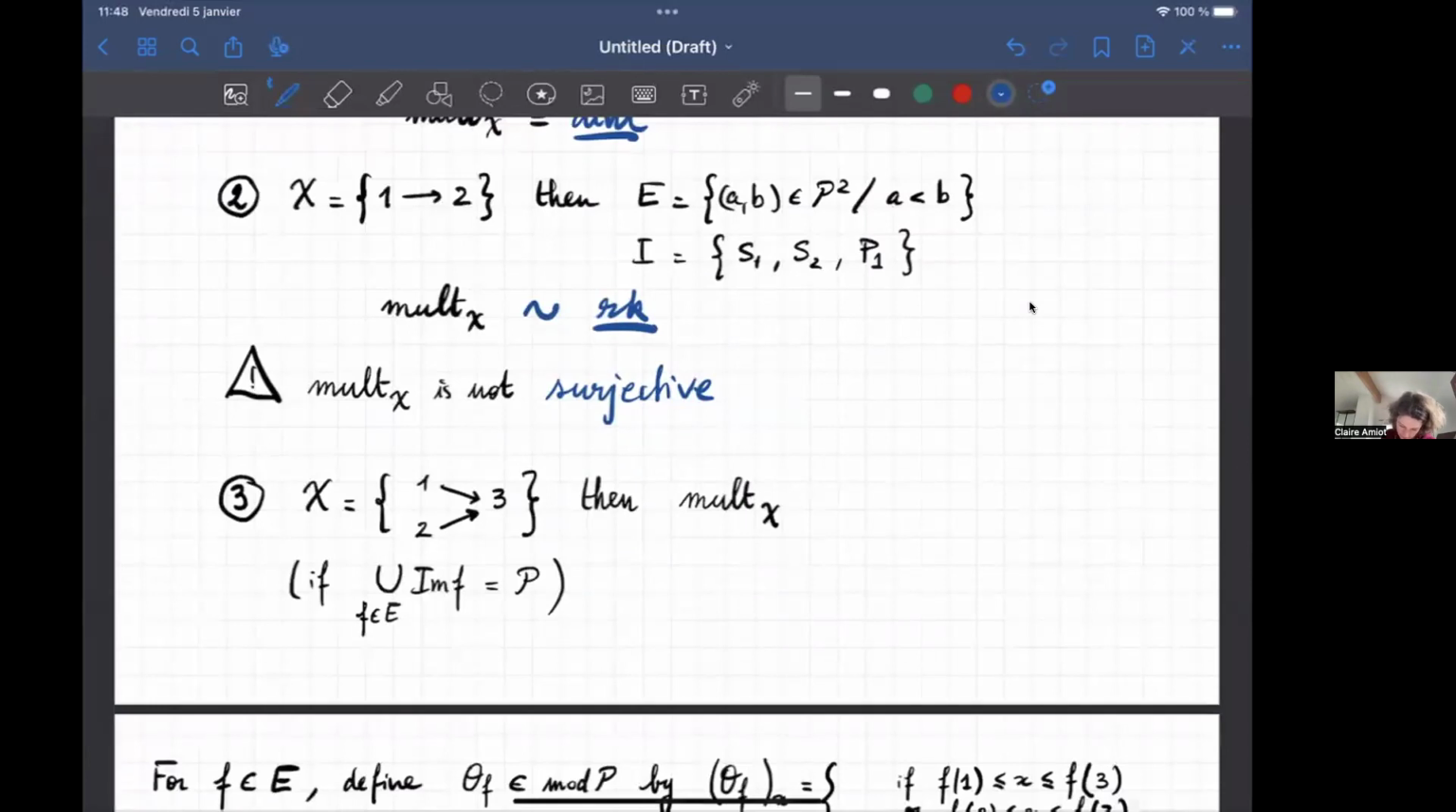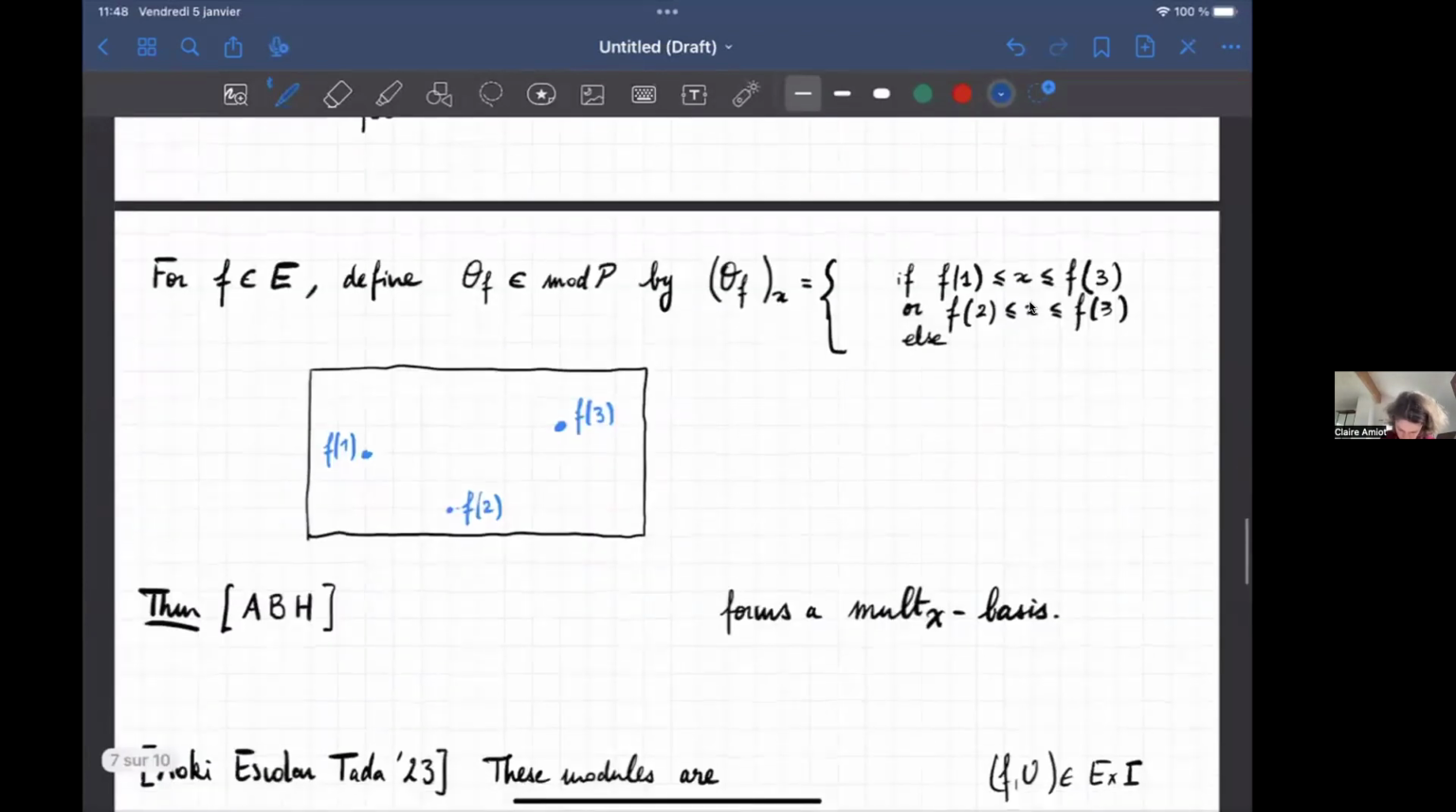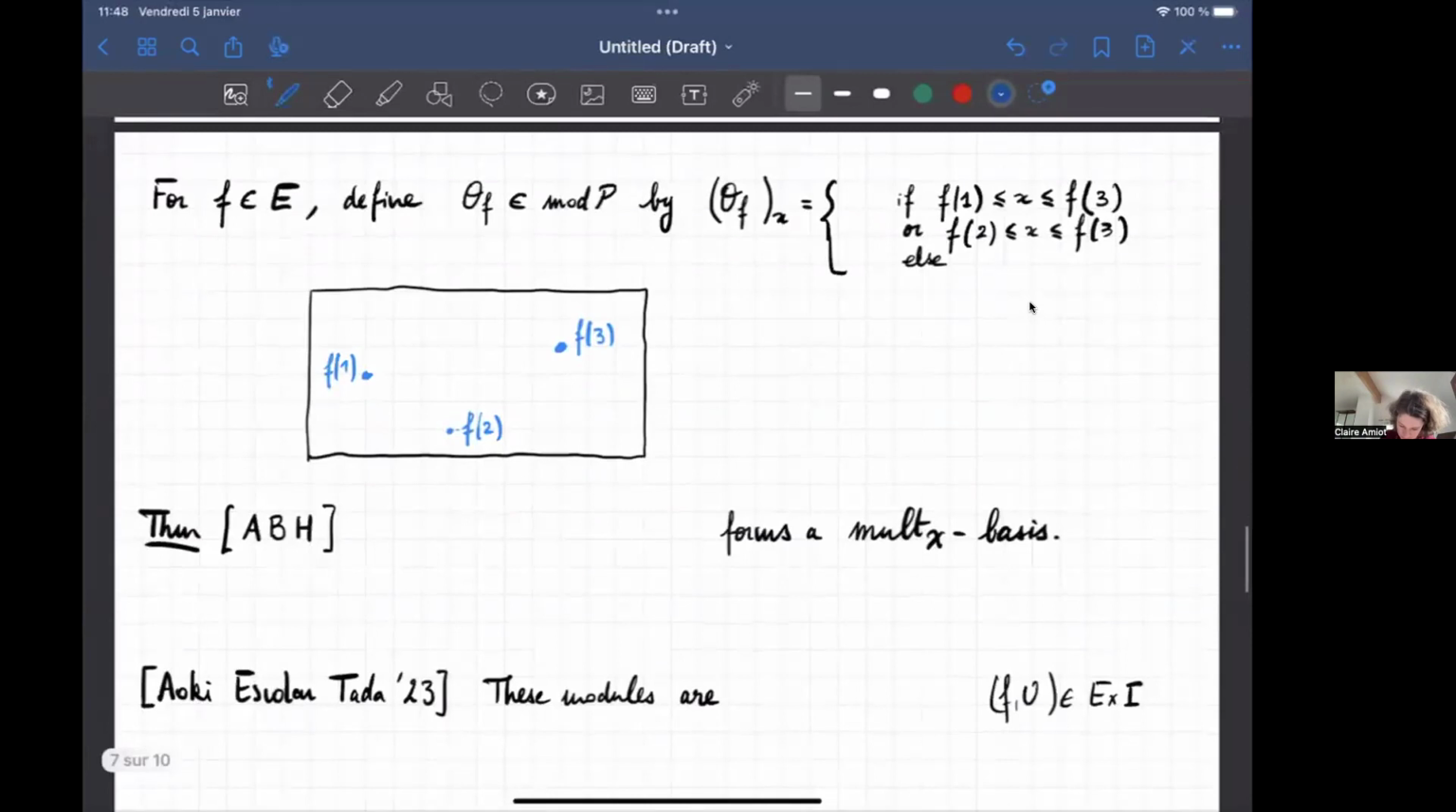And if I take a new poset, like this poset, then I get something which is in general strictly greater than the rank. I will finish by giving you a theorem saying that you have a basis which is a sort of rectangle basis. For each f, I define some module theta f, which is typically a sort of rectangle module like this, which is supported like this.